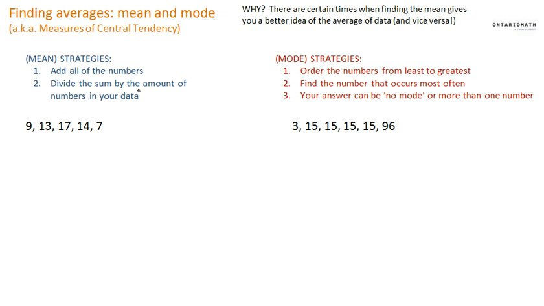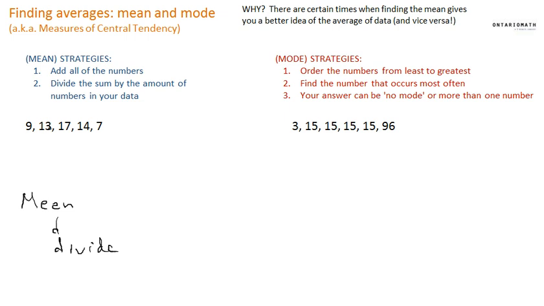Number one, there's only two. Add up all the numbers, and number two, divide the sum by the amount of numbers in your data. I always remember it by just writing it out. I mean to add and divide. Those are the two steps that you need to do.